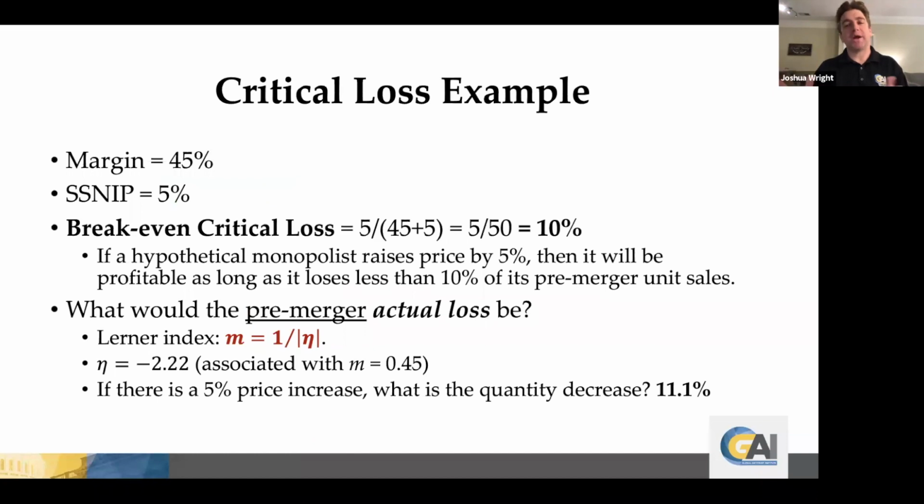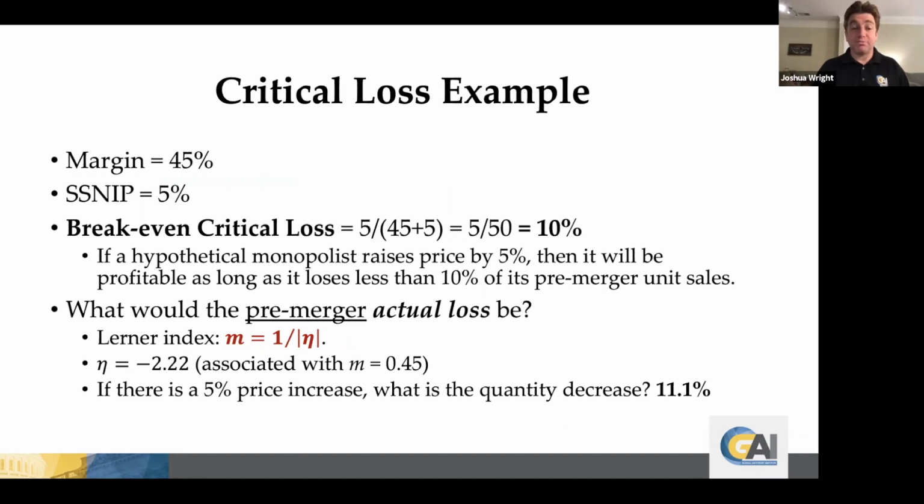So let's do a quick numerical example just to kind of work through the mechanics here. We know the firm's pre-merger margin. We have lots of sources for data. We submitted a second request. The firms measure their own margin. We've got scanner data. We've calculated the margin. We've got a pre-merger margin of 45%, a SNP of 5%.